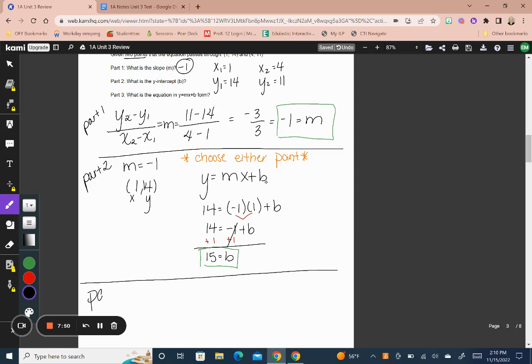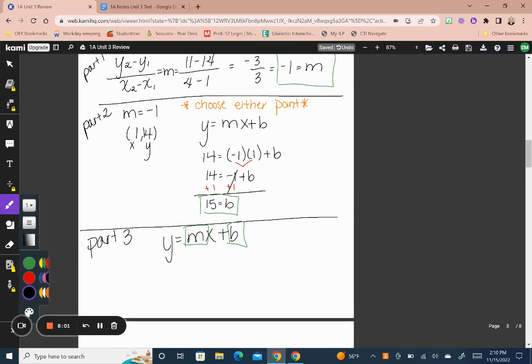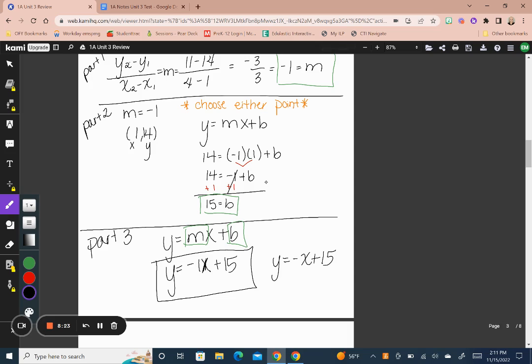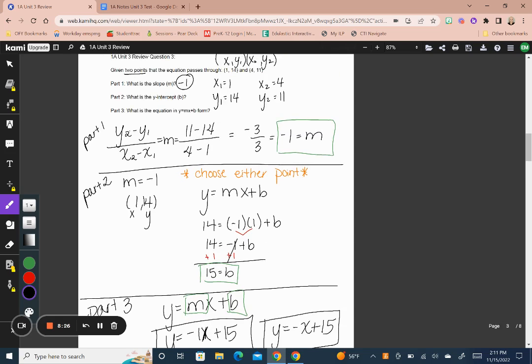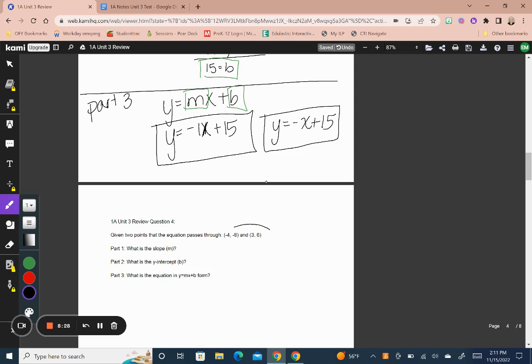Now all I need to do is go back in for part 3, put m and b in. So part 3, y equals mx plus b. We're going to replace that m value with our negative 1 and our b value with 15. So negative 1x and then plus 15. You can also just write it as y is equal to negative x plus 15. Either way works.